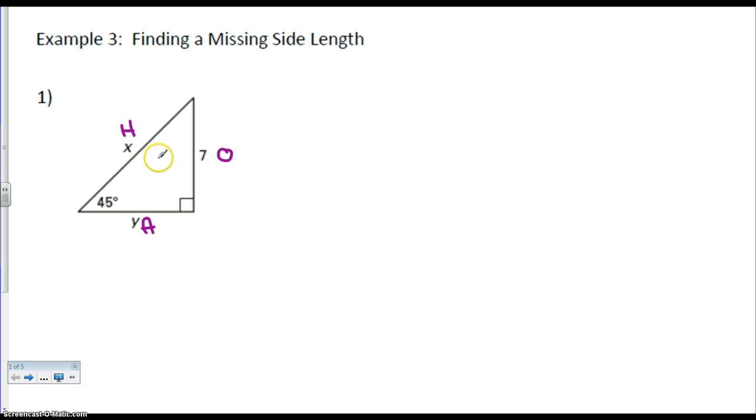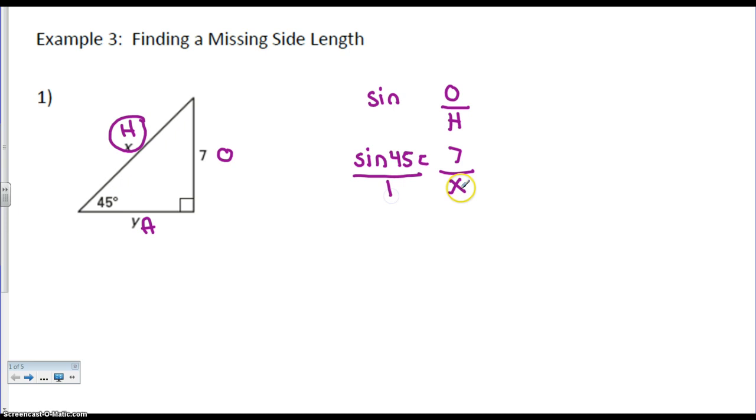So what I want to do is figure out what x and y are using the 45 and the 7. So let's just say I want to find out what x is. I have to think about what ratios have H and O involved with them. Well, the first one I think about is sine, because sine is opposite over hypotenuse. So I'm going to say that the sine of the angle measure that's given, 45 degrees, is equal to the opposite side, which is 7, over my hypotenuse, which is x. So I want to solve for x and find out what it is.